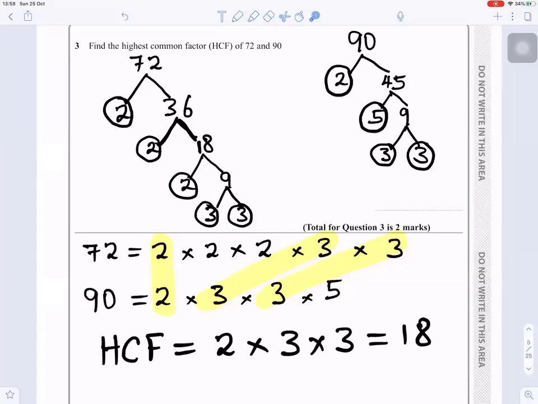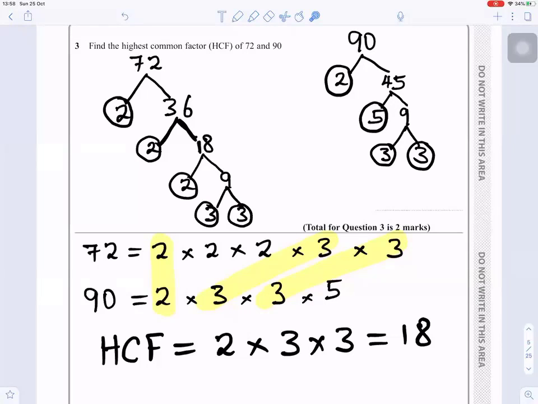Question number 3. Find the highest common factor of 72 and 90. You can draw a factor tree. 72, 2 times 36. 2 is a prime number, so you circle it. 36, 2 times 18. 2 is a prime number, you circle it. 18, 2 times 9. 2 is a prime number, you circle it. And 9, 3 times 3.